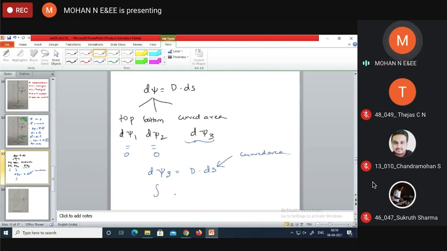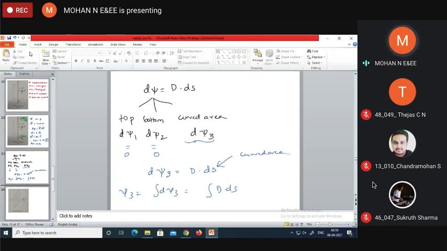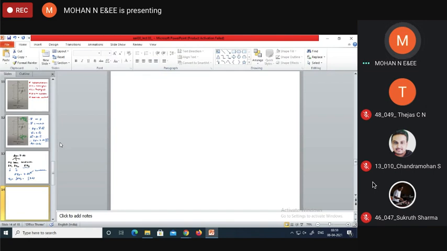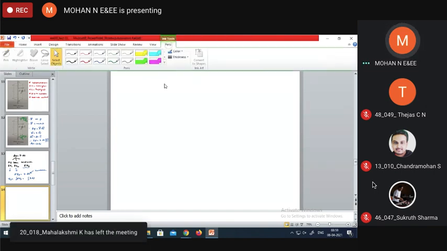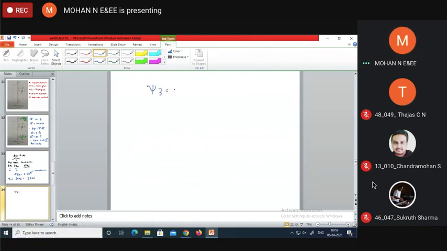Let me find the total psi 3 now. That is nothing but the integration of d psi 3, which is the integration of d into ds. So this is how we have to find it. Now, what is the area of the curved surface? That is the next question. d is constant, so let us take it outside of the integral later. What is the area of the curved surface? Can anybody let me know?